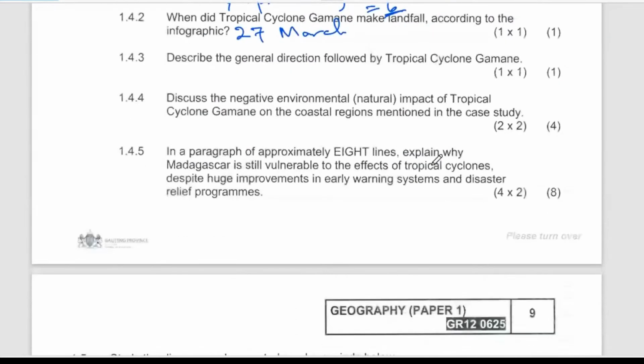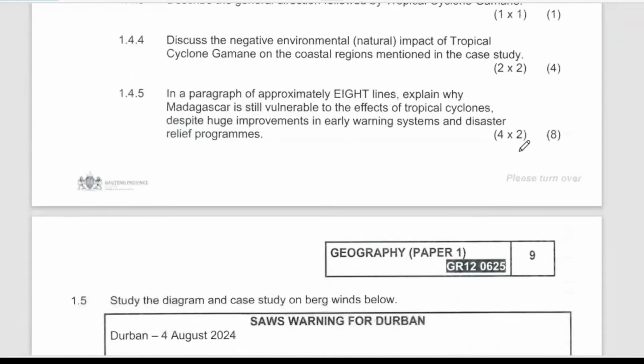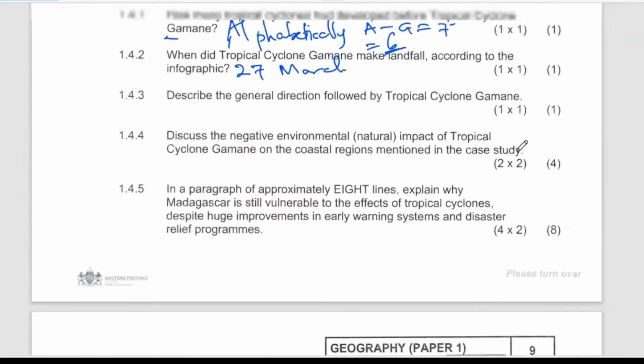Right. Discuss the negative environmental or natural impact of tropical cyclone Khamani on the coastal regions mentioned in the case study.